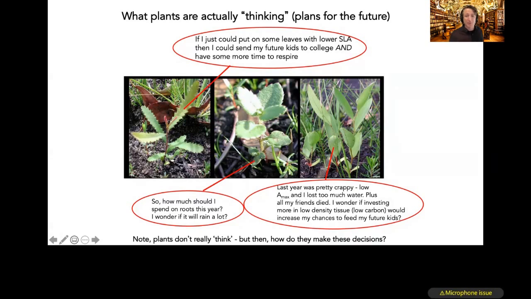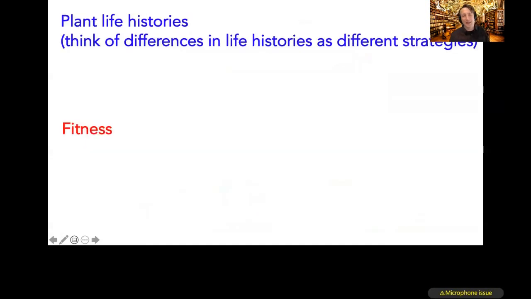Okay, so they don't think, but how do they make these decisions? Okay, so the answer is natural selection. And I want you to think about the answers to these questions that plants are thinking in terms of plant life histories and in terms of plant fitness, okay? So we're going to have to understand what we mean when we talk about life histories and what we mean when we talk about fitness, okay? So in terms of plant life histories, I want you to think about differences in life history as different strategies that species have to deal then with a highly variable world, okay?